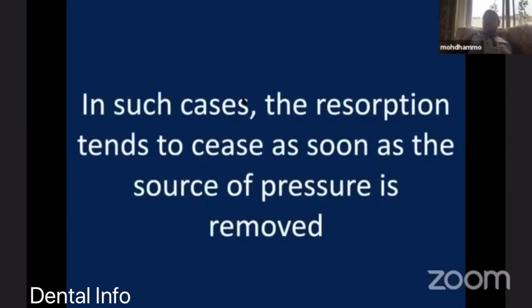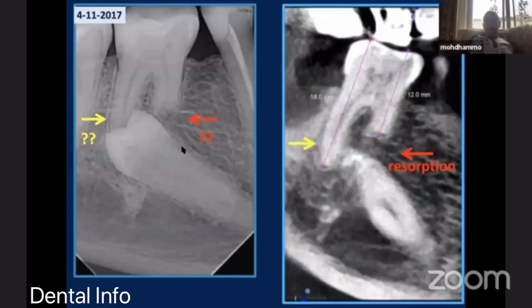In such cases, the resorption tends to stop as soon as the source of pressure is removed. So in case of orthodontic treatment, if you change the force, this resorption will stop. In this case here, it caused a resorption, but fortunately this patient is 40 years old. So the resorption occurred due to pressure of the premolar on the mesial root, but for the distal root, there is no resorption and the premolar stopped here.